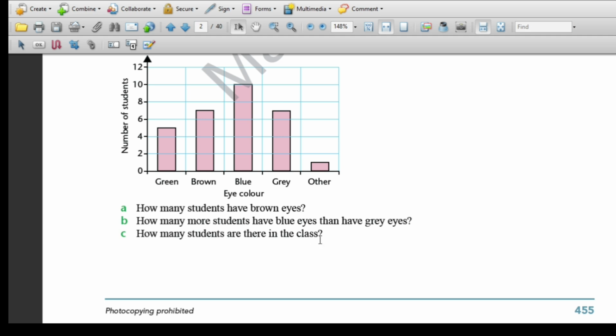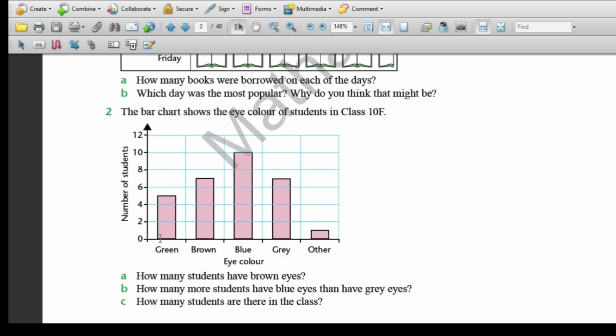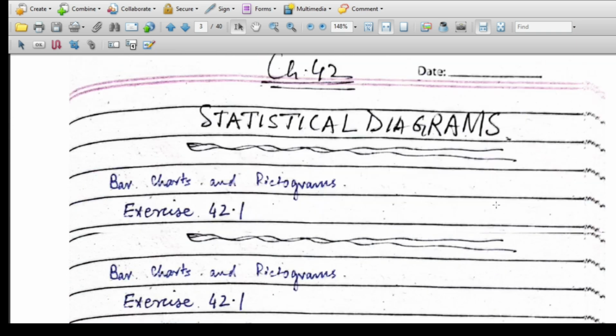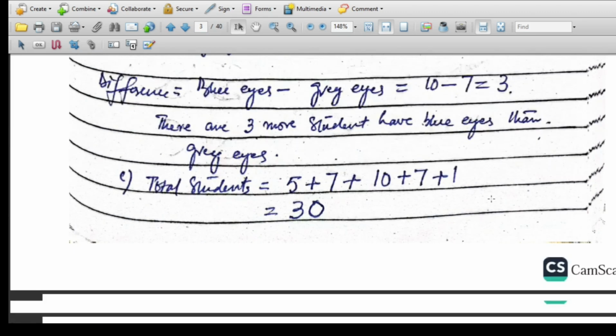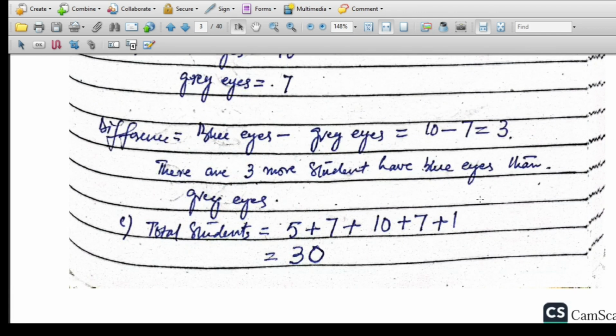How many students are there in the class? So we will sum all of them. We will add all: 5 plus 7 is 12, 12 plus 10 is 22, 22 plus 7 is 29, plus 1 is 30. So there are 30 students in the class. We can read it from this bar chart. So the total number of students is 5 plus 7 plus 10 plus 7 plus 1, which is 30.